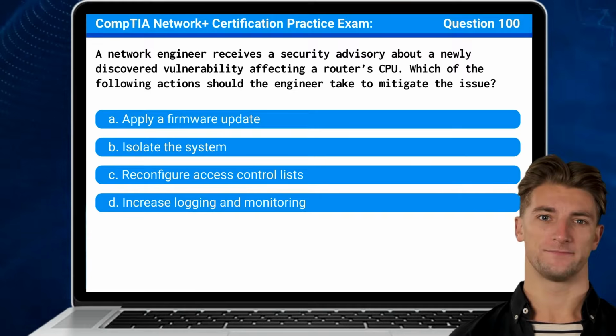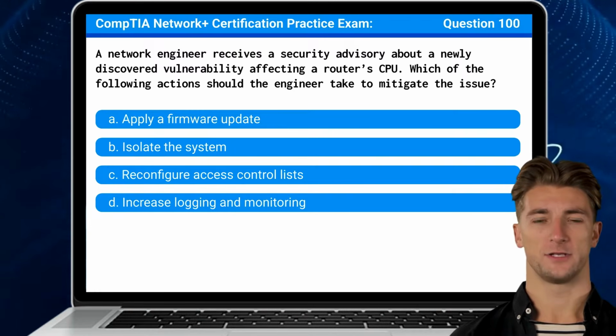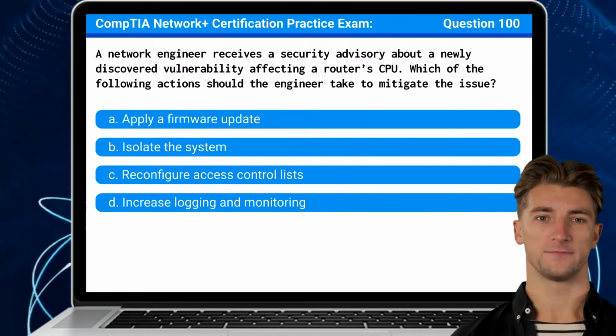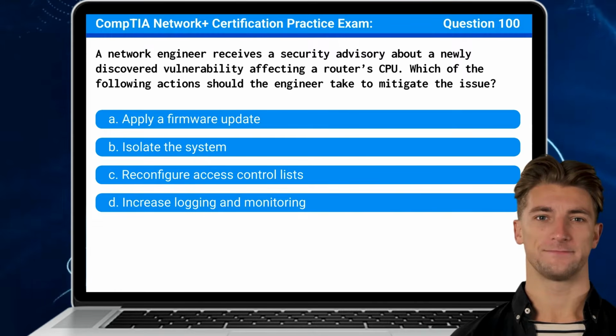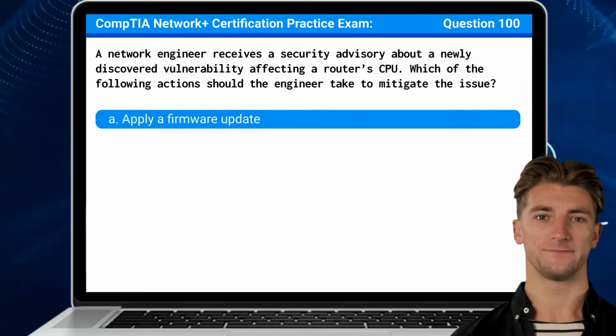Question 100. A network engineer receives a security advisory about a newly discovered vulnerability affecting a router's CPU. Which of the following actions should the engineer take to mitigate the issue? The answer is A. Apply a firmware update.